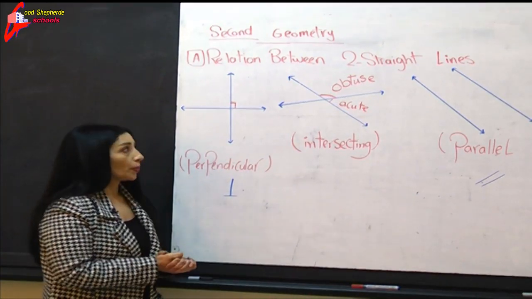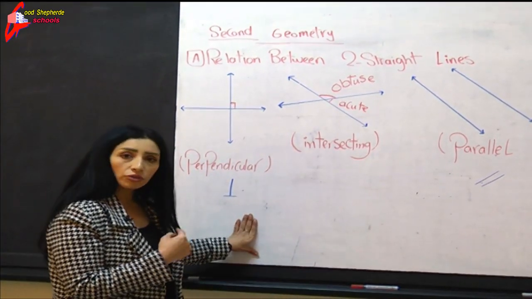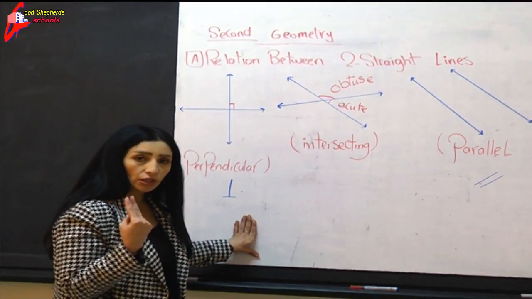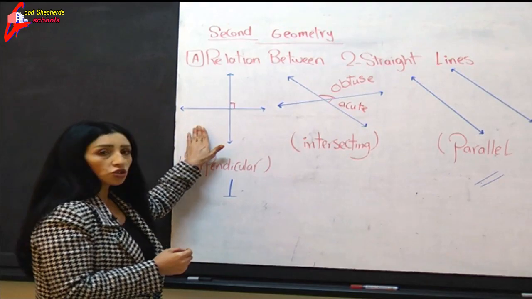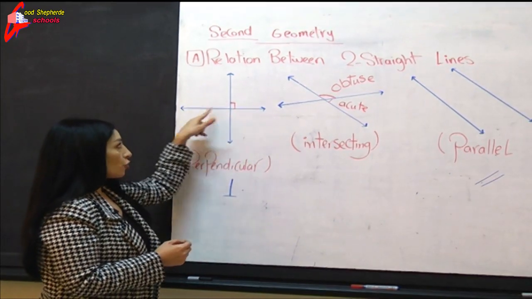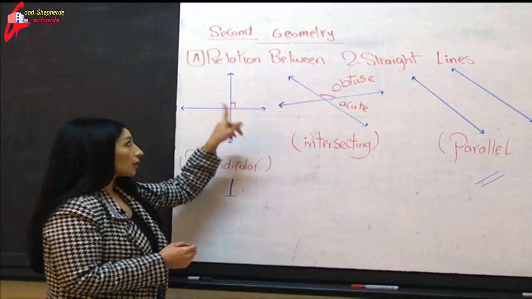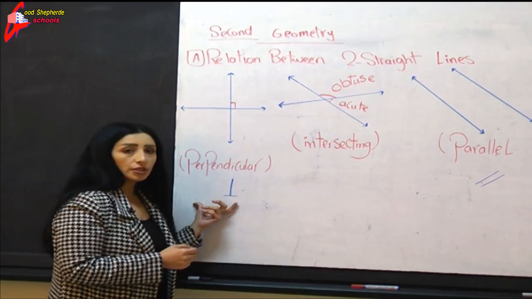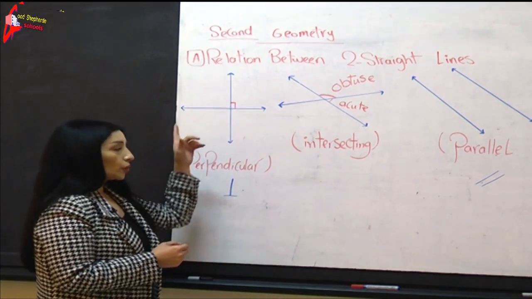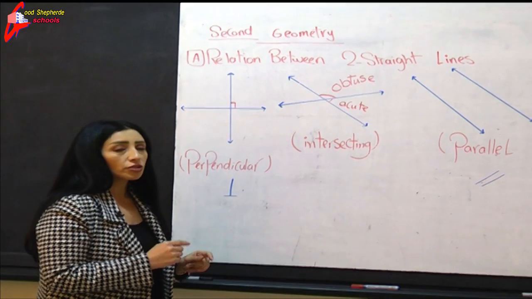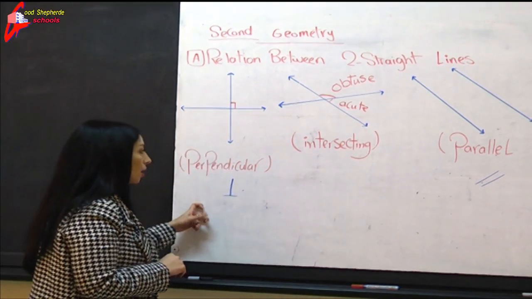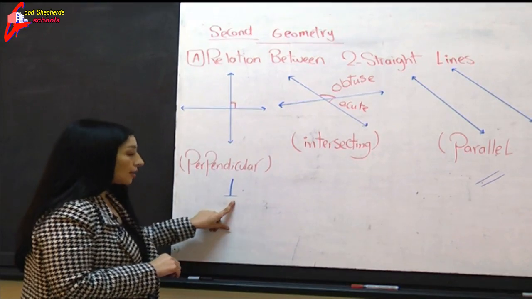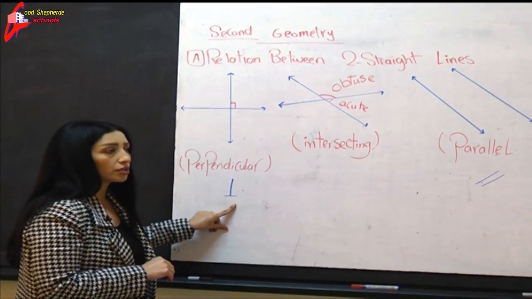We will talk about geometry. First, letter A, relation between two straight lines. When we have two straight lines, they make a relation. The first relation: they make 4 right angles like a plus sign, we can call it perpendicular. So when two straight lines intersect in one point and make 4 right angles, we call it perpendicular. And this sign is the perpendicular sign.